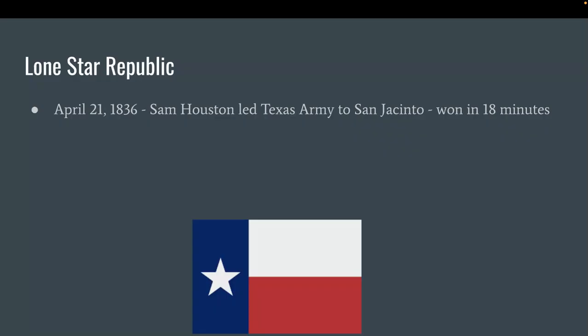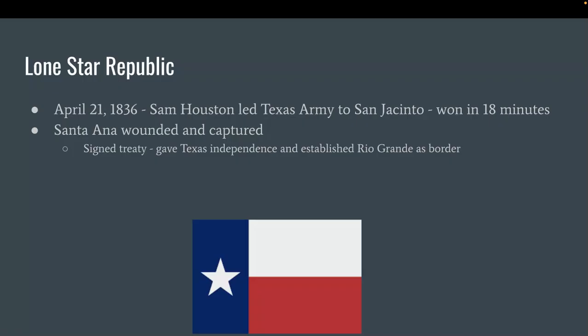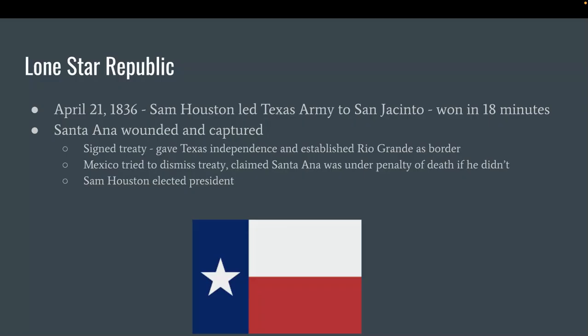On April 21st, 1836, Sam Houston led Texas armies to San Jacinto. He won the battle in 18 minutes, and they captured Santa Anna after he had been wounded. They signed a treaty which gave Texas independence and established the Rio Grande as the border between Texas and Mexico. However, Mexico tried to dismiss the treaty, claiming that Santa Anna was under penalty of death if he didn't agree to the treaty, and so tensions still continue.